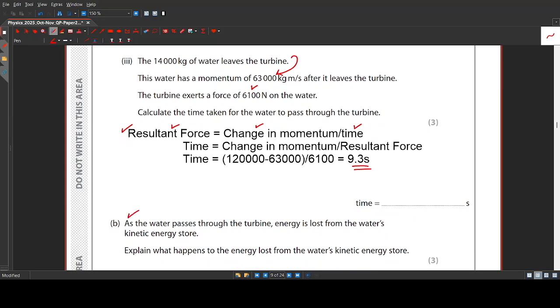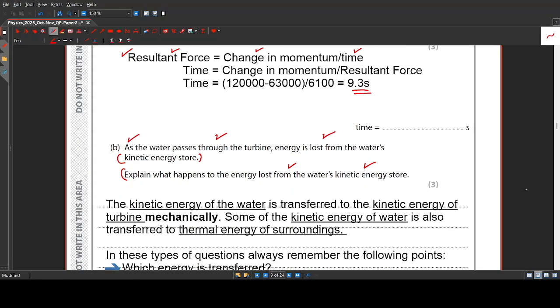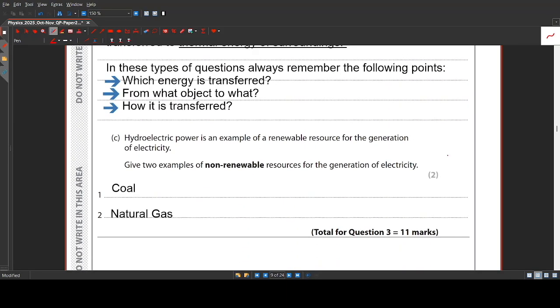Okay, as the water passes through the turbine, energy is lost from the water's kinetic energy store. Explain what happens to the energy lost from the water's kinetic energy store. Now, in this type of question, you will always have to remember three key points. First of all, which energy is being transferred, from what object to what, and how it is being transferred. You will have to remember these three key points.